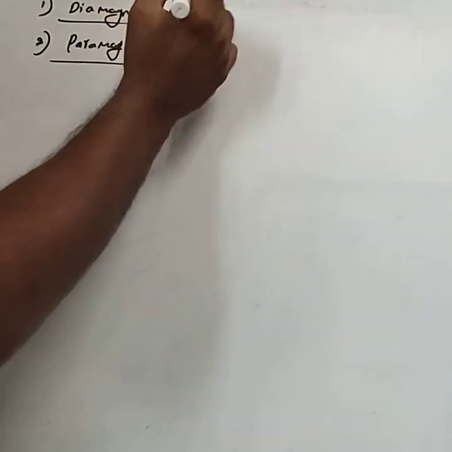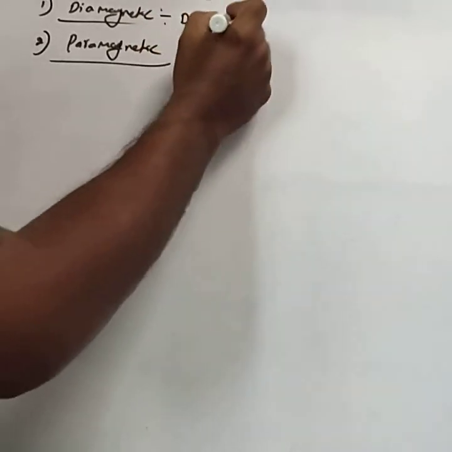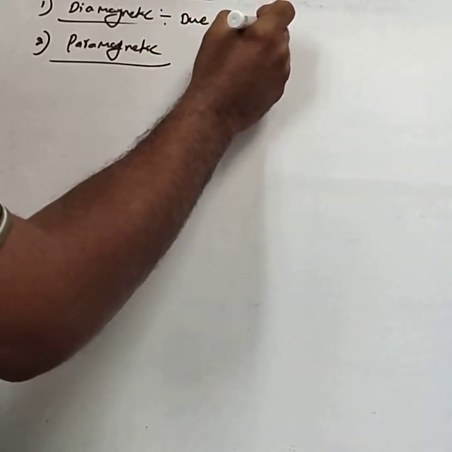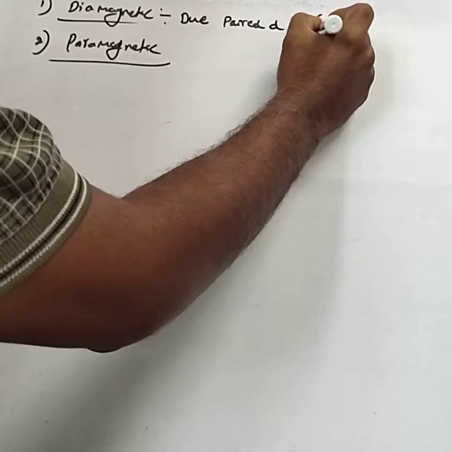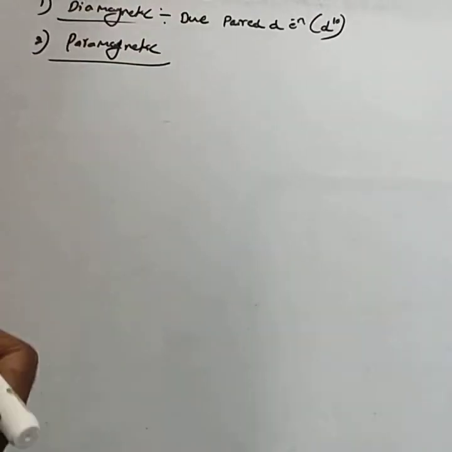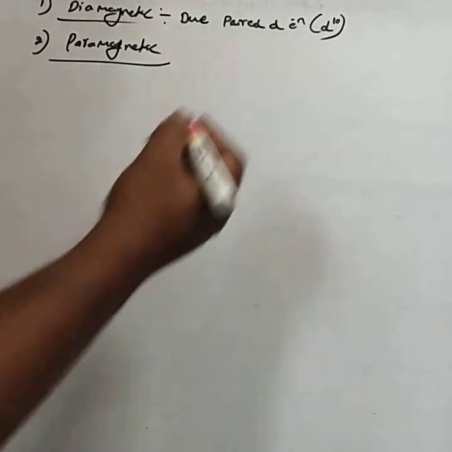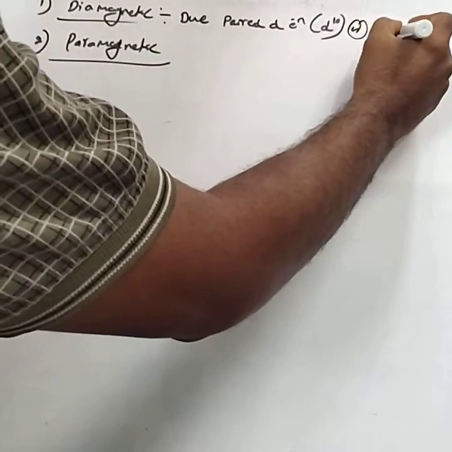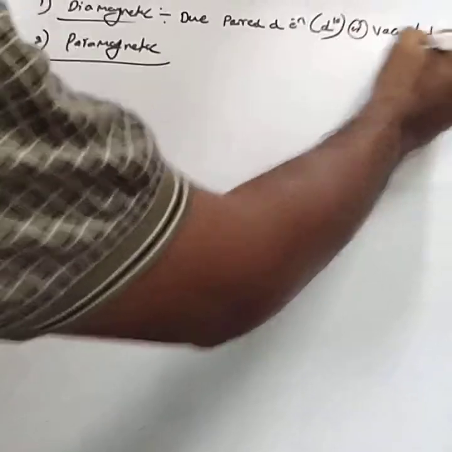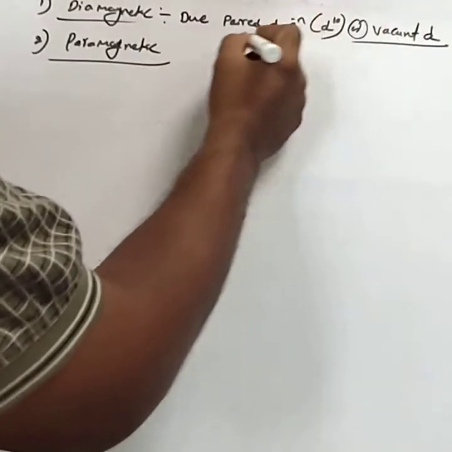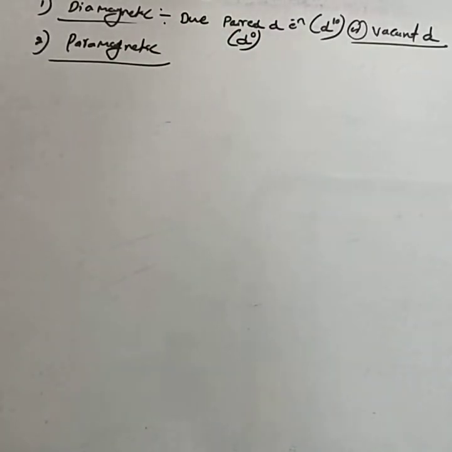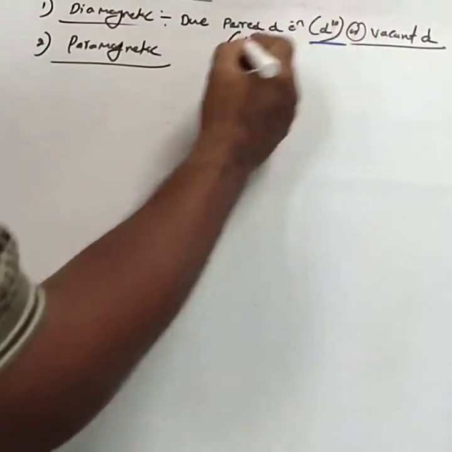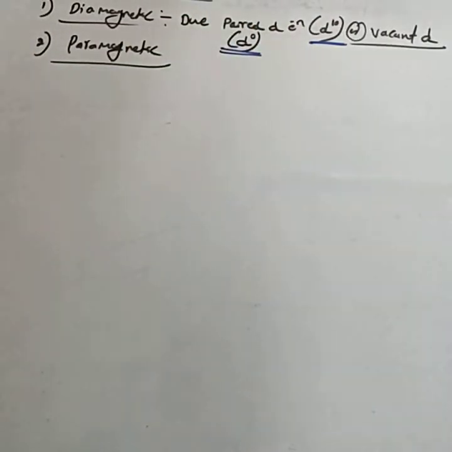The diamagnetic property is due to the presence of paired d electrons, that is, d10 configuration, or the presence of vacant d orbitals, that means d0 configuration, either d10 or d0. If they have d10 or d0 configuration, they always show the diamagnetic property.